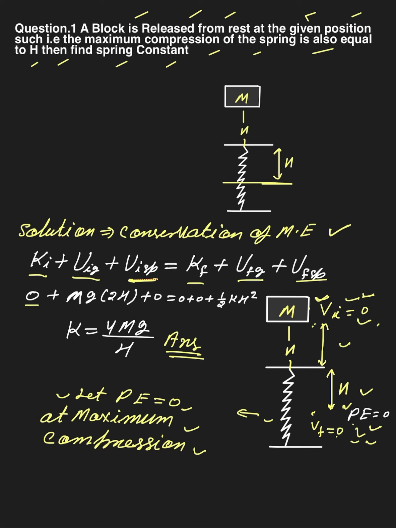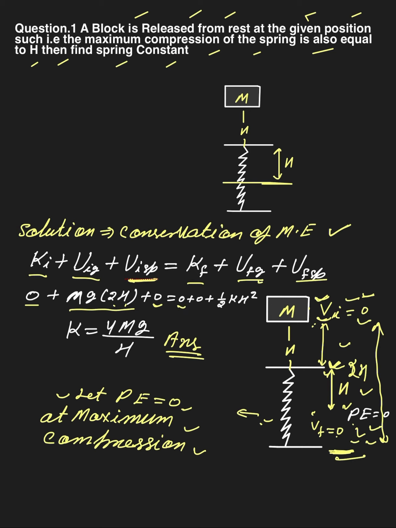Total height of the block from that position is 2h, so the potential energy of the block due to gravity is mg into 2h. Now what about the spring? If the block is here, then the spring is in its natural position. So if the spring is in natural position, the potential energy of the spring is 0. Now at the final position, the kinetic energy of the block is 0 because of maximum compression. So this one is 0.